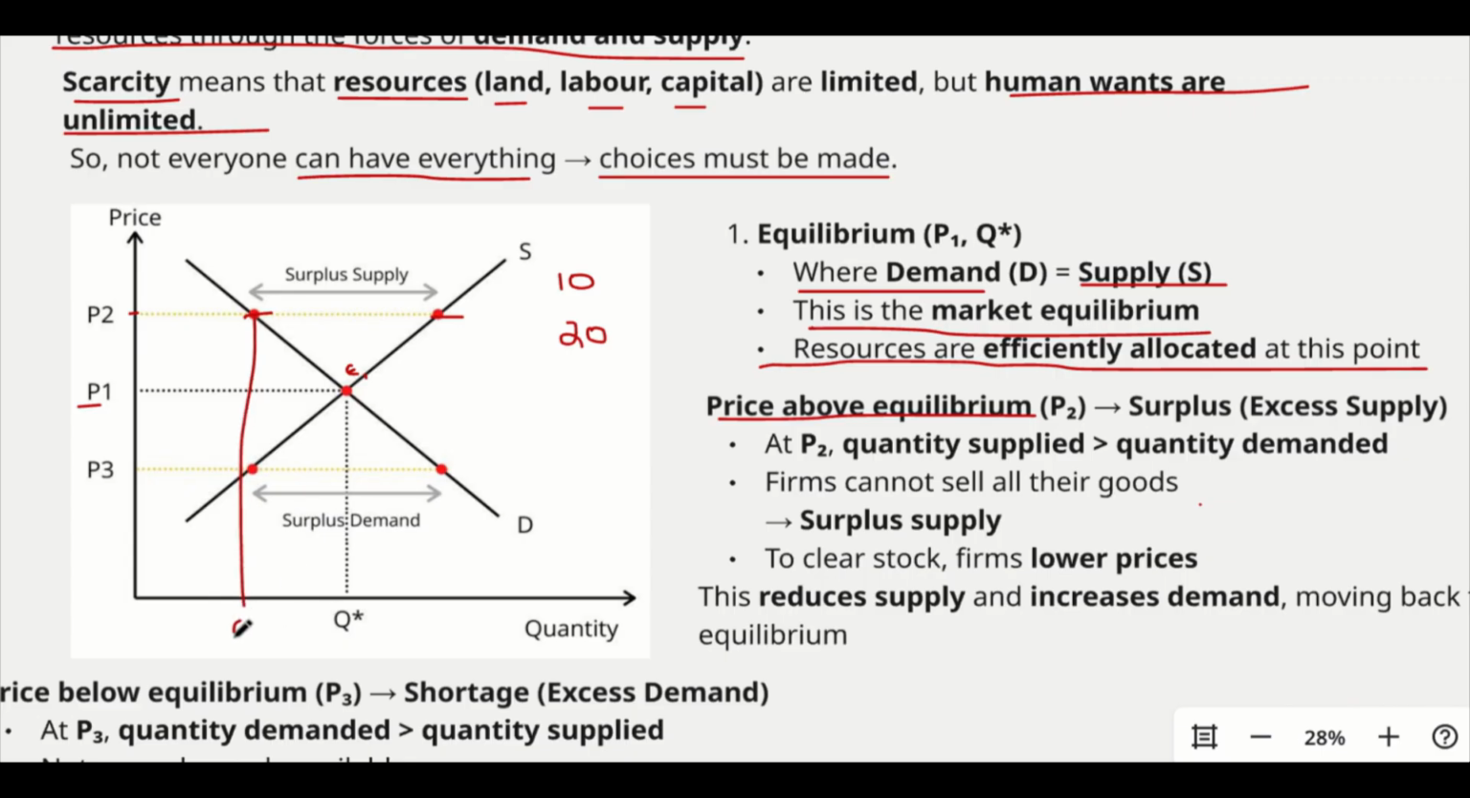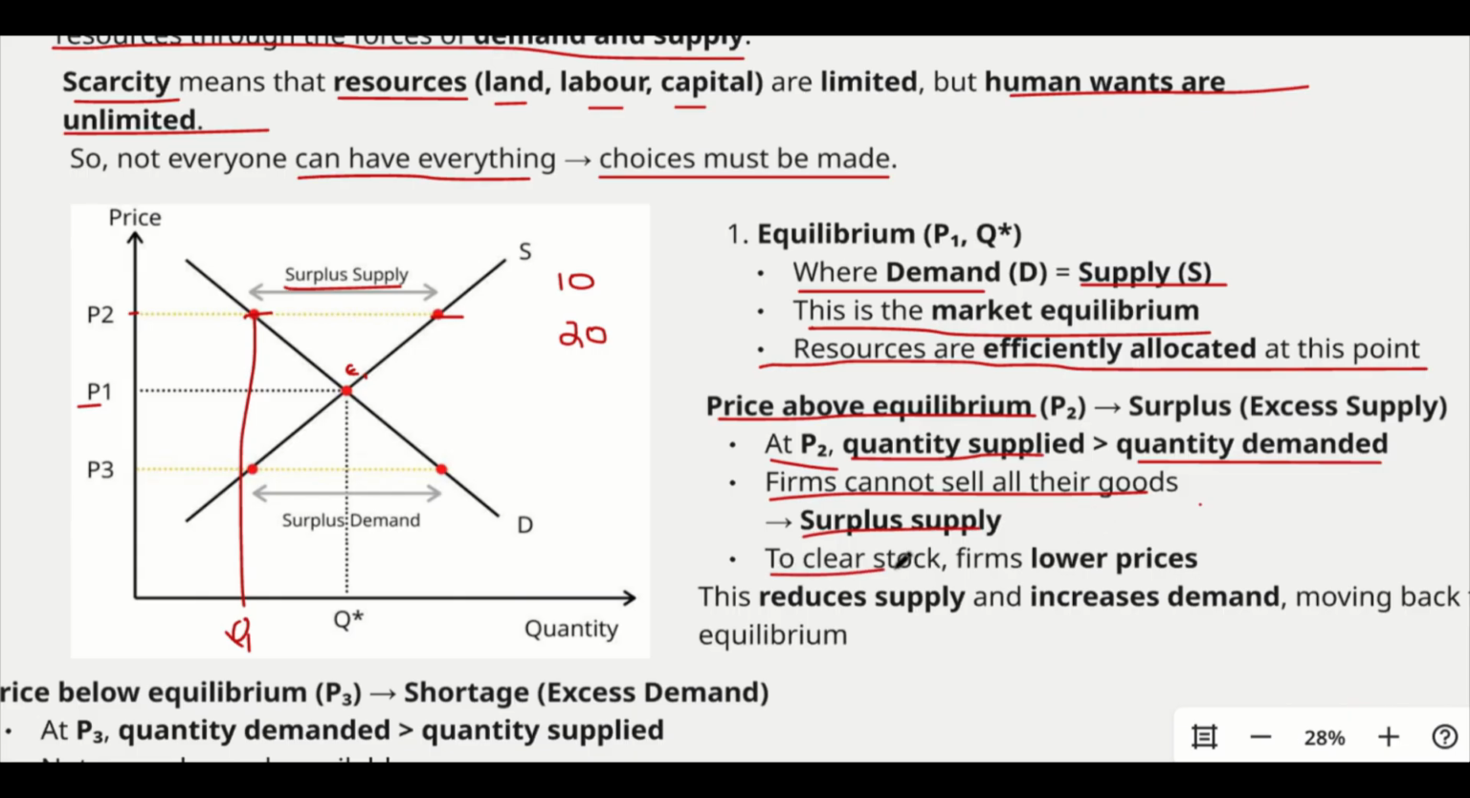So it will change to Q1. The demand will be reduced. As a result, there will be excess supply in the market. The product remains unsold. So that is what happens when the price is above equilibrium. At P2, the quantity supplied will be greater than the quantity demanded. Firms cannot sell all their products, so there will be a surplus.